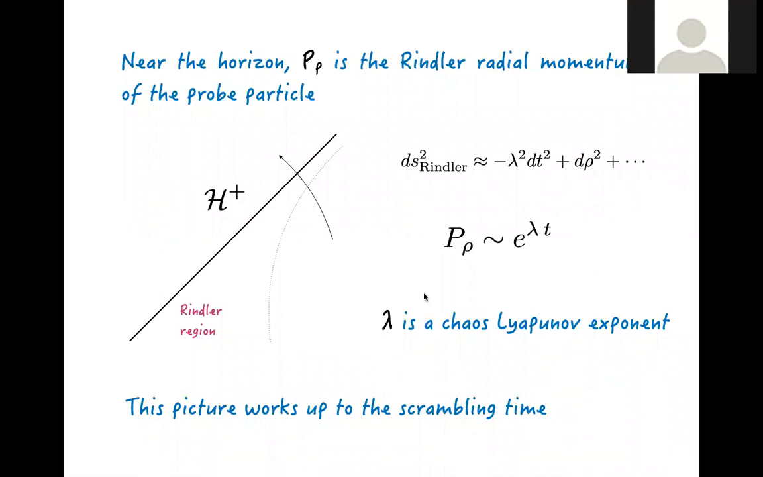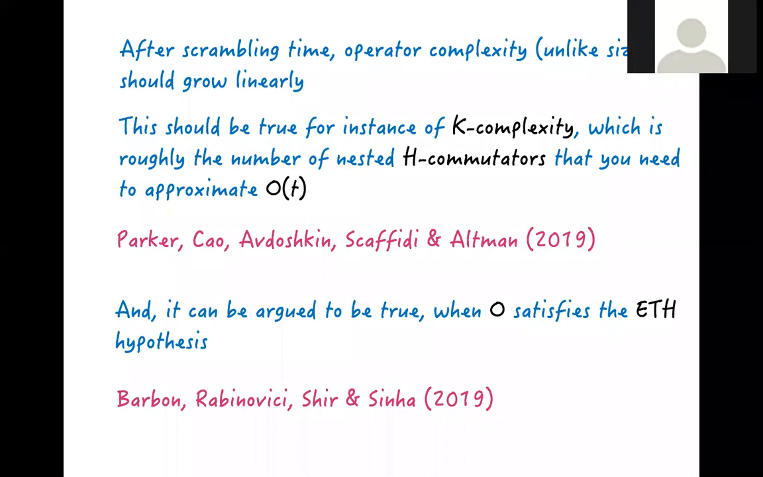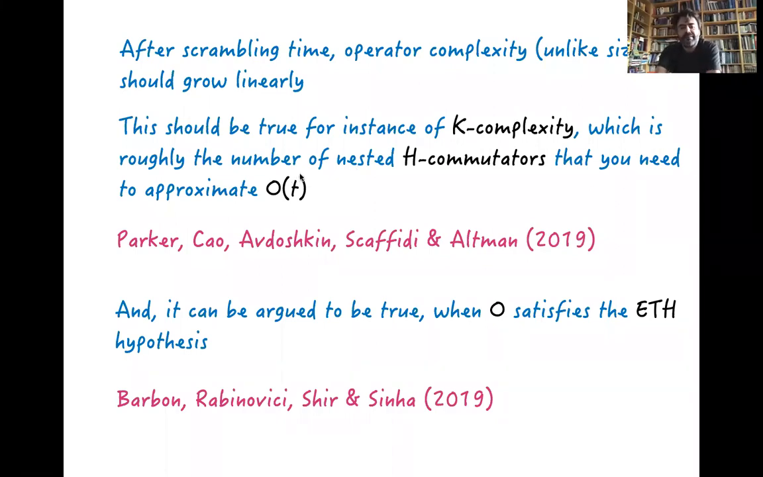But beyond the scrambling time, at long times, you expect that complexity keeps growing, the complexity of the operator, which is now not well represented by the size of the operator, because the size saturates, but the complexity of the operator should keep growing linearly, because it should reflect basically just the complexity of the time evolution operator at long times. This is even true of other definitions of complexity that have been proposed, other notions of operator complexity, like, for example, K complexity or Krylov complexity, which is roughly the number of nested commutators with the Hamiltonian that you need to approximate the Heisenberg operator after time t.